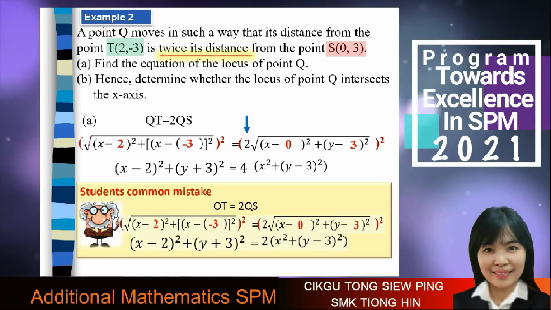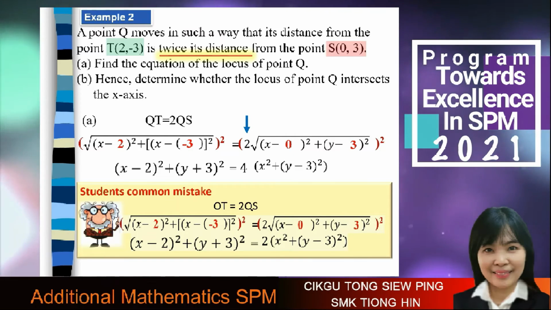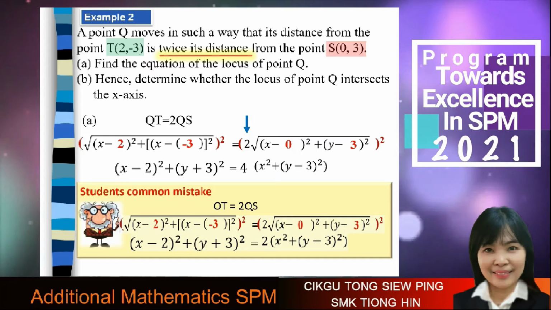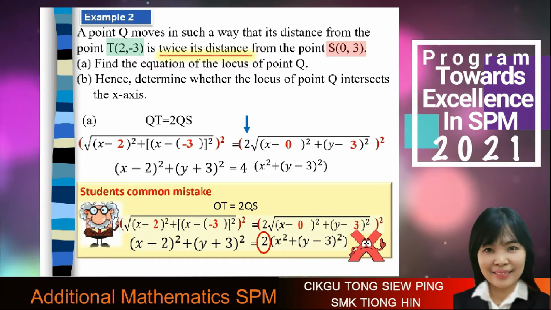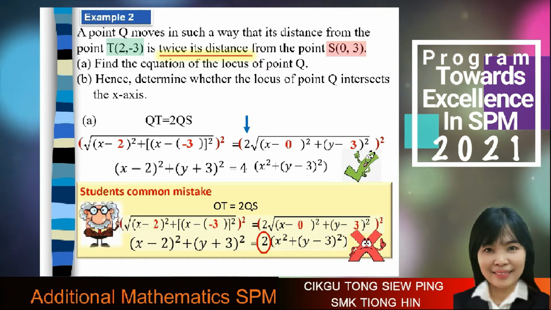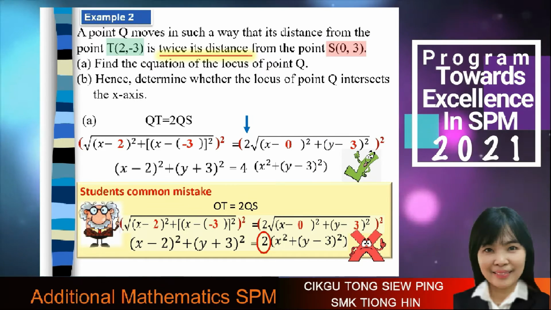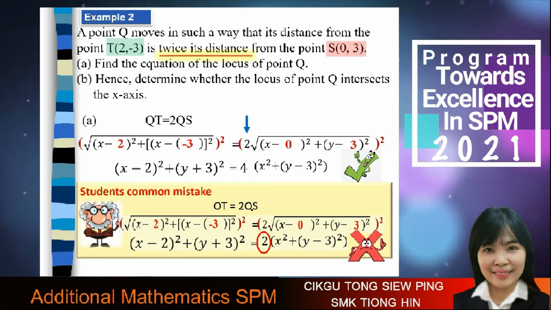And there is one common mistake always made by the students here. This solution is not correct because the 2 here is not squared. So when you eliminate the square root here, make sure you don't forget to square the number.